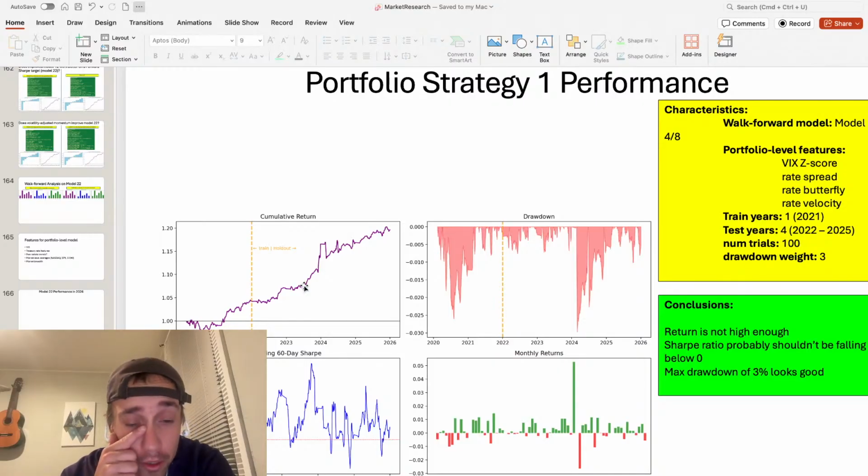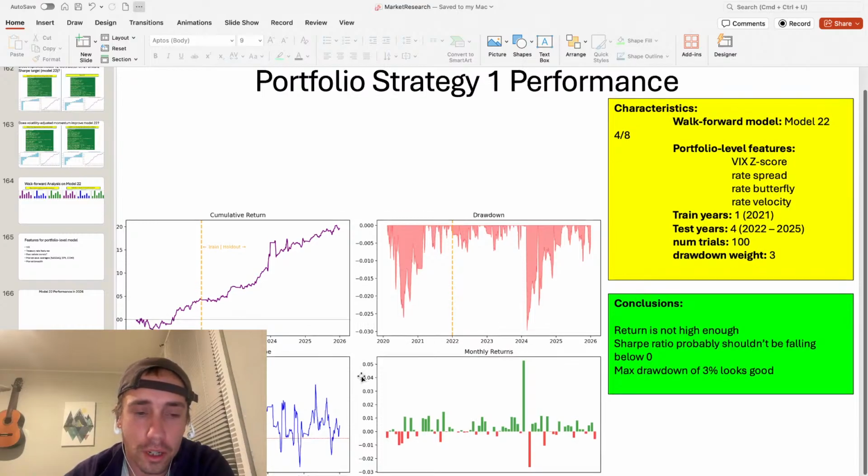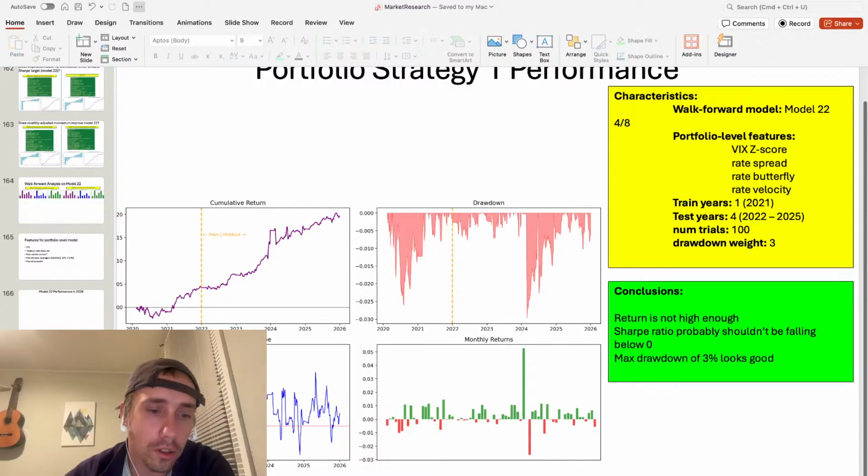I'm getting 15% returns over 4 years. And so these returns aren't very good, but the max drawdown is very good. So that's nice. The worst drawdown I got was about 3%. But then you see the rolling Sharpe falls below 0. Really, this should never fall below 0, and ideally it would never fall below 1.